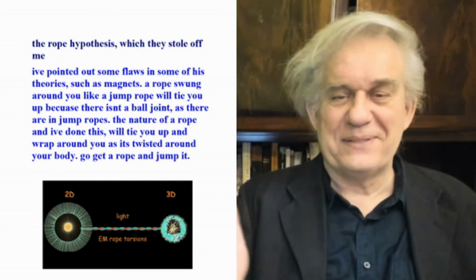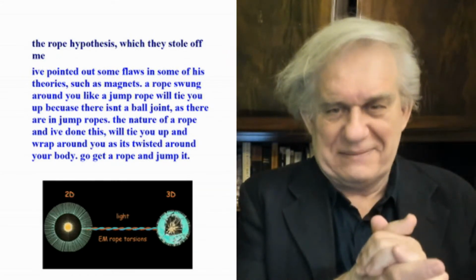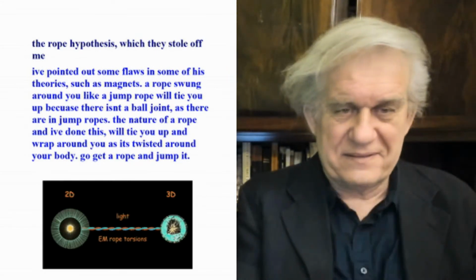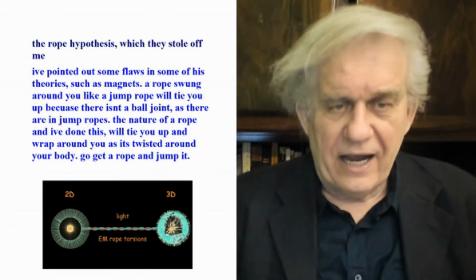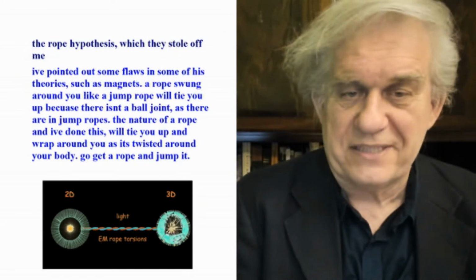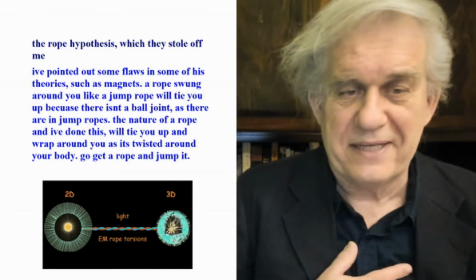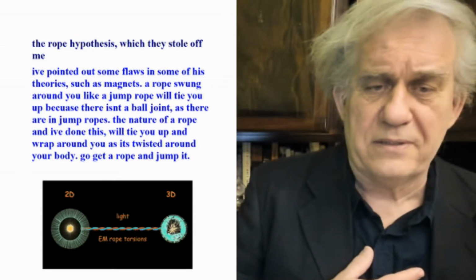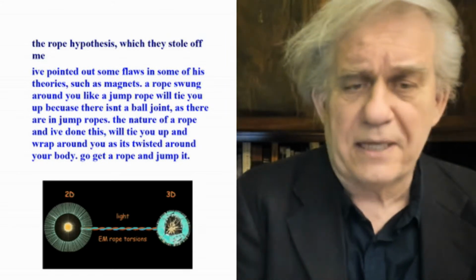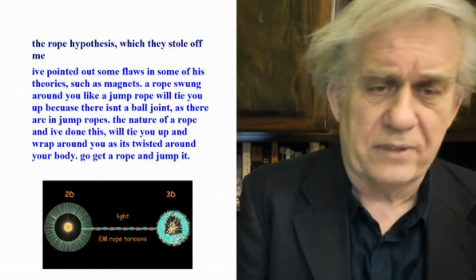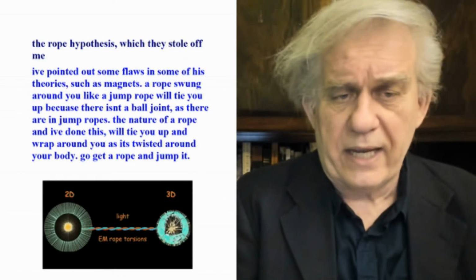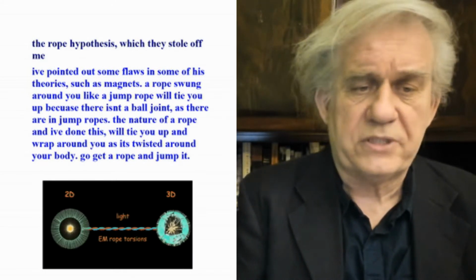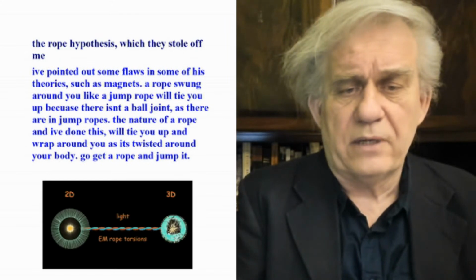Okay, I stole the rope from this poor man. But he says, a little while later, I pointed out some of the flaws in some of his theories, meaning my theories, right? Such as magnets. A rope swung around you like a jump rope will tie you up because there isn't a ball joint, as there are in jump ropes. The nature of a rope, and I've done this, will tie you up and wrap around you as it twists around your body. Go get a rope and jump it.